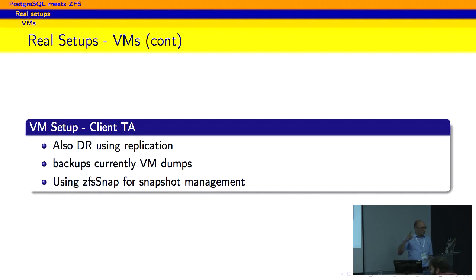The other client, they're also in VMs, also doing DR using replication. They did not want to go for the TarSnap thing yet. I'll get to them soon on that. The biggest backups they do for their system are using the Proxmox VZ dumps. So that is how we do most of our backups for that client at this point in time, other than the replication. But I then use ZFS Snap for snapshot management at that client.